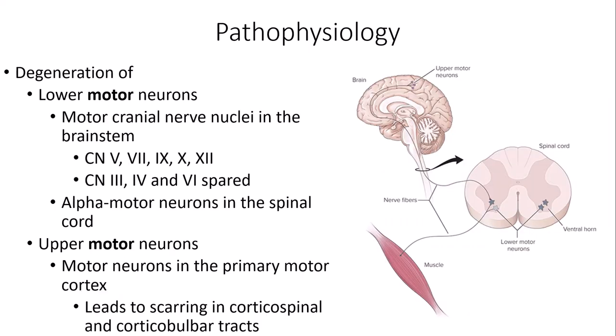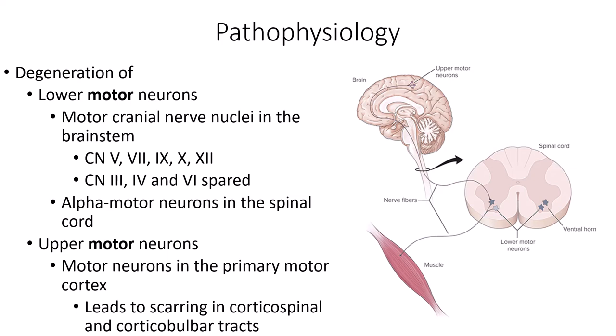This slide shows the pathophysiology of ALS. As I mentioned previously, it's a motor neuron disease, and it involves the degeneration of both lower motor neurons, including the motor cranial nerve nuclei in the brainstem. Interestingly enough, cranial nerves 3, 4, and 6, or those involved in ocular motor function, are spared. Patients have difficulty with cranial nerves 5, 7, 9, 10, and 12. Other lower motor neurons are the alpha motor neurons in the spinal cord.